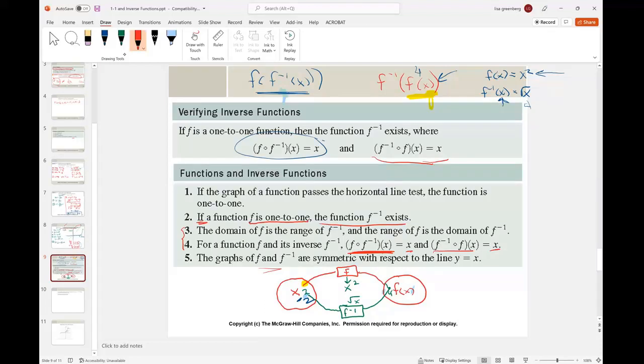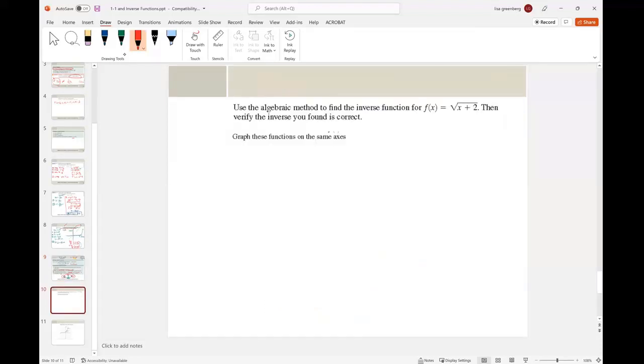All right, so let's do this. Use the algebraic method to find the inverse function for f of x equals the square root of x plus 2. Then verify the inverse you found is correct. And then it says we'll graph them. So we'll graph them second. This is a problem in ALEKS.